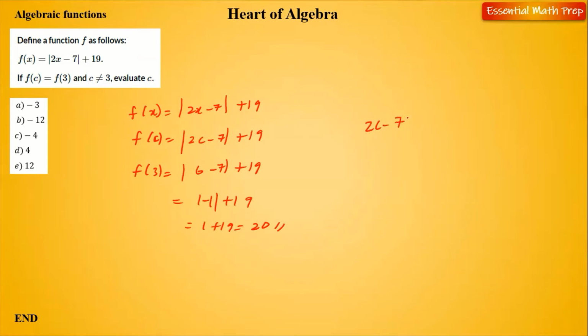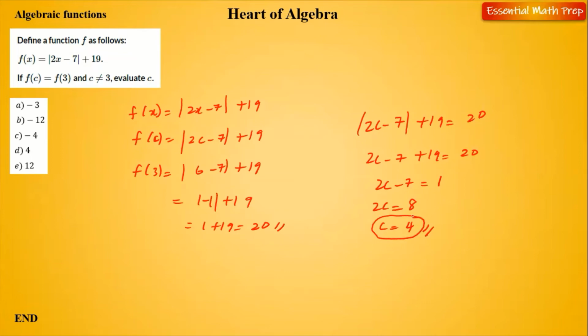So the absolute value of 2c minus 7, plus 19 equals 20, right? We'll assume that 2c minus 7 is positive, so 2c minus 7 plus 19 equals 20. 2c minus 7 equals 1. 2c equals 1 plus 7, which is 8. C equals 4. Because c is not equal to 3, c can take any other value. We chose to get a value of c equals 4. You see what I did?